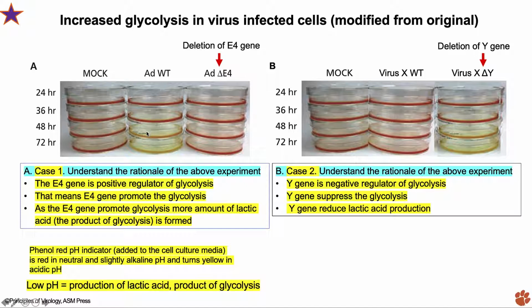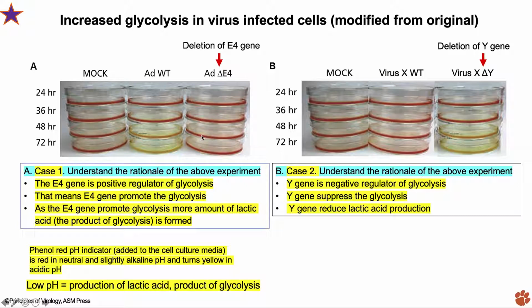Here, the color is changed in about 48 hours, 72 hours into yellow. That means that there is an acidic product produced in these Petri plates. This is the product of glycolysis, which is the lactic acid that is produced in the cell. This happened in the wild type virus, whereas the control cells without any virus remained red at 72 hours. They did not produce that much lactic acid. Now in the same virus, adenovirus, if you delete the E4 gene, you can see that the media color remained red all throughout, just like the mock.